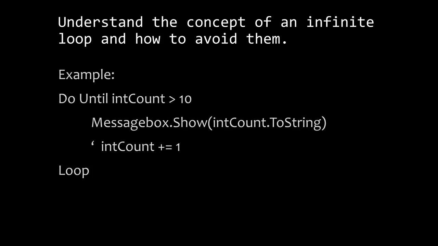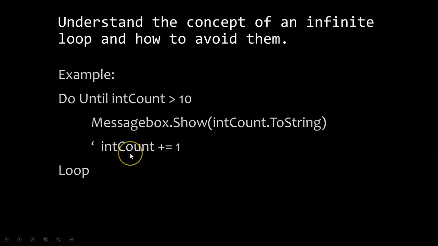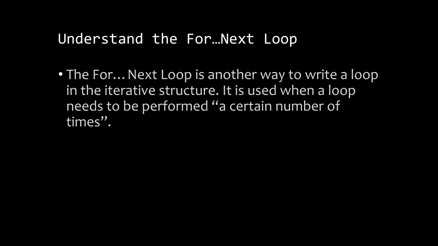How to avoid these? You mess it up a couple times, you'll probably learn how to avoid them. But for the most part, make sure that whatever your condition is will change eventually. In this case, if I uncomment the int count increment, then I'll be fine. It's going to increment, and at some point int count will be greater than 10, and I will fall out of the loop. Make sense? Pretty simple, right?